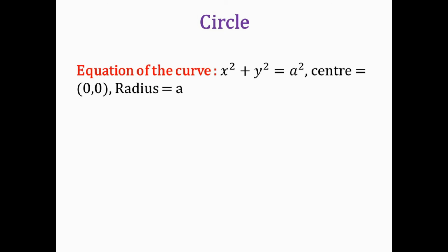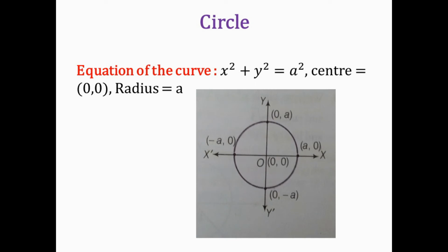The next shape is circle. Now, what is the equation of the circle? It is x square plus y square is equal to a square. Center will always be the origin, that is 0, 0. And we have to take the radius as a. So automatically we'll get a, 0 and 0, a on y-axis. Again on the negative part, we'll get minus a, 0. And here 0, minus a. We'll get a circle.